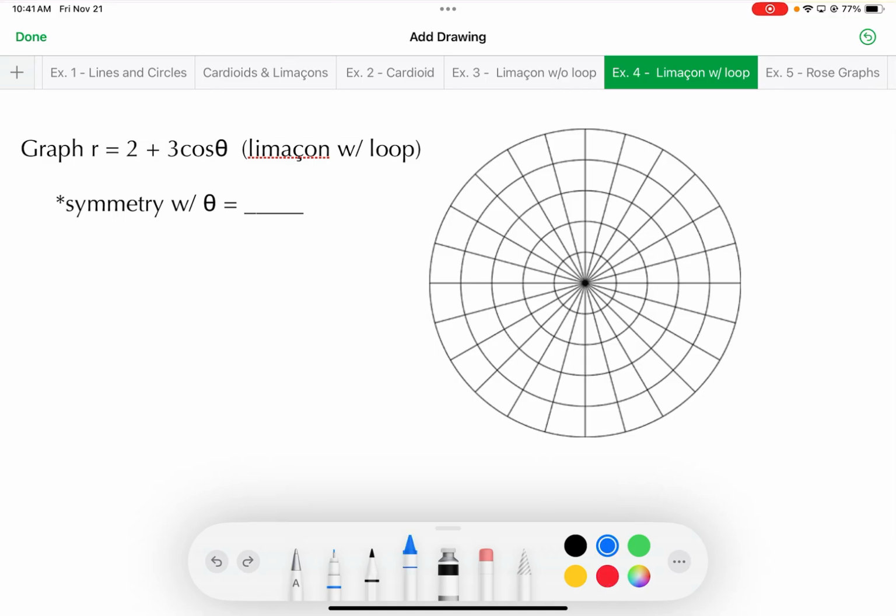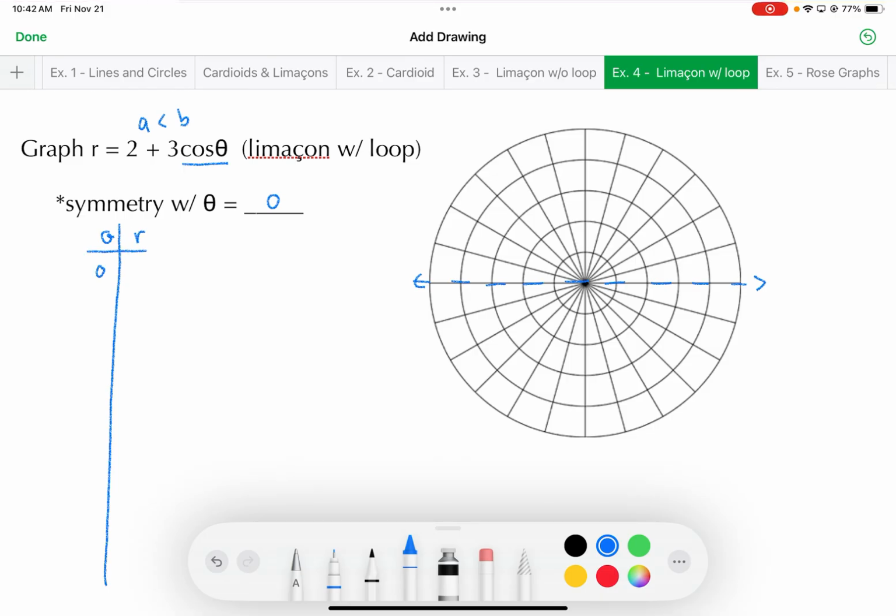Okay, so we're back to cosine, so I'm back to having symmetry with the polar axis. Theta equals 0, draw that in. I know this one's going to have a loop to it because my A value of 2 is smaller than the B value of 3. And because the symmetry is now with the polar axis, I'm going to use first and second quadrant angles.